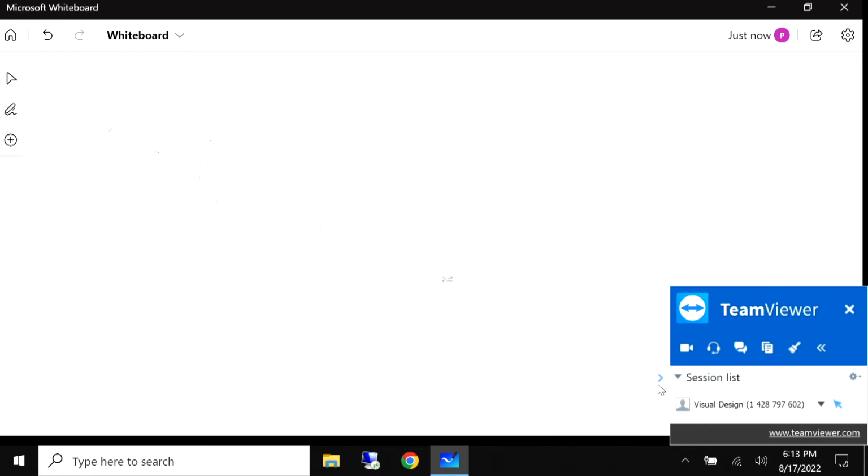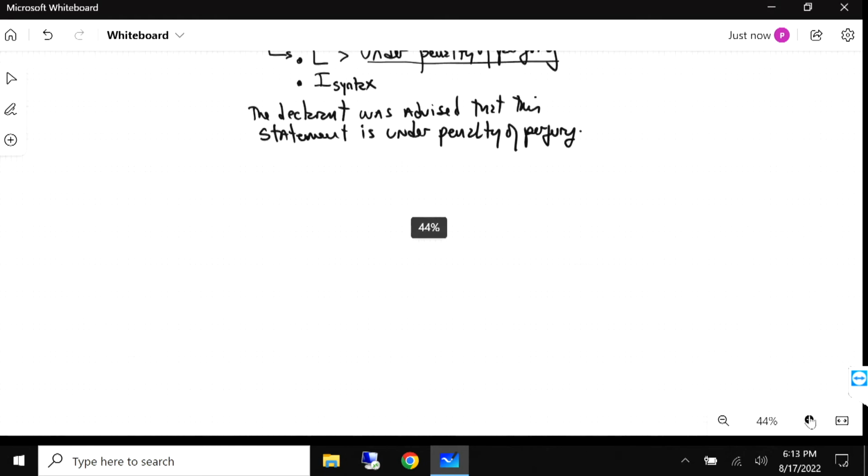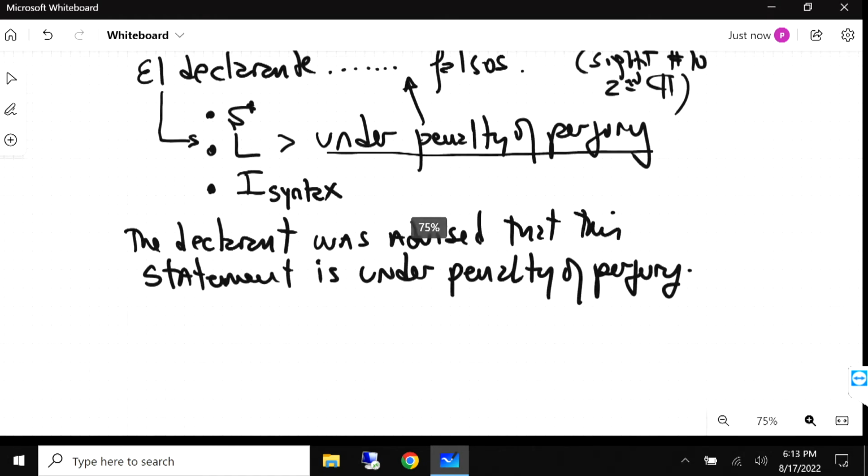Okay, so they're fixing it for me. I just really don't know why I cannot type anymore. Oh, it's just so small. That's what it is. Okay.